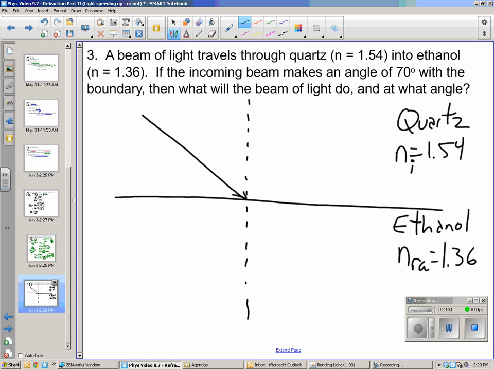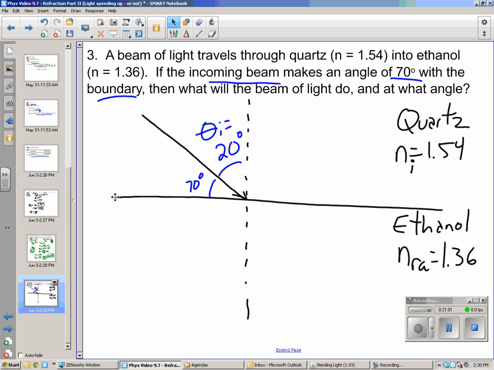And it tells me the incoming beam makes an angle of 70 degrees with the boundary. So that means that my drawing here is terrible, because this angle here is supposed to be 70 degrees, which means then that my angle of incidence is actually 20 degrees. So this is not at all drawn to scale. If I was more fussy, I would go back and redraw that. But all right, so that's what we know.